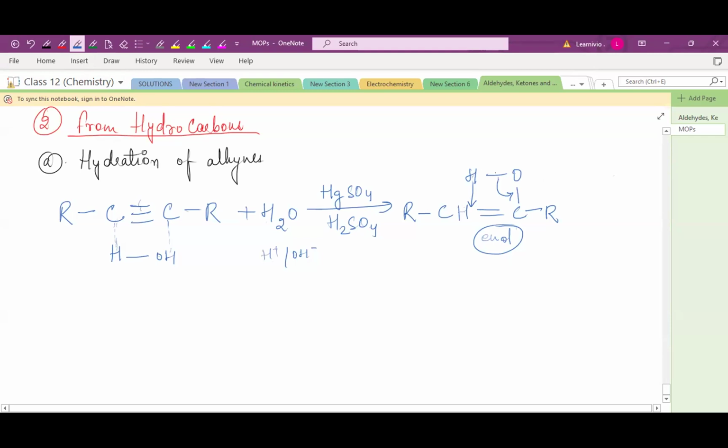And this bond will shift over here, and it will transform into CH2. What happens when the hydrogen comes over here? It becomes CH2, and this bond will shift over here, so it will give you oxygen and the R group. The pi bond will break. So this will give you RCH2COR dash. Suppose this is R dash, so you can write R dash.